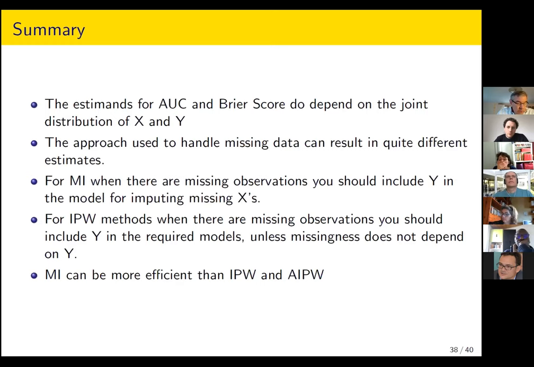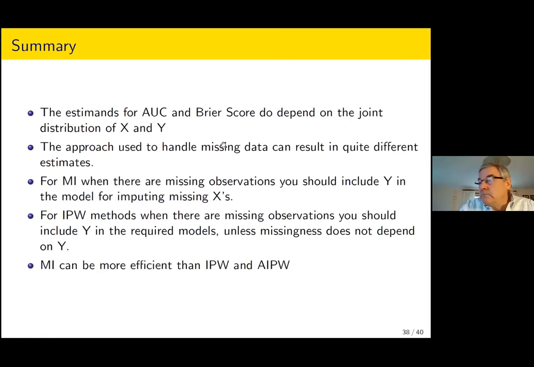Okay, so we've got just a couple more slides. So a sort of summary. I didn't quite appreciate till we worked through this, but these AUCs actually depend on the population distribution of the X's, which is a bit of a worrisome concept if you're thinking, what does validation mean?